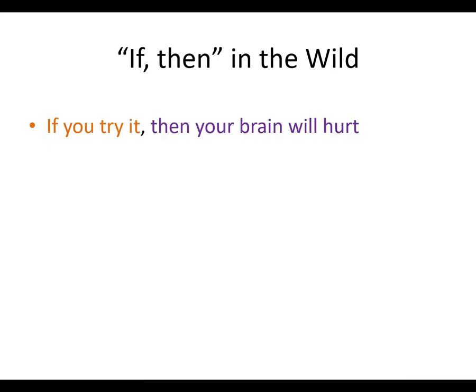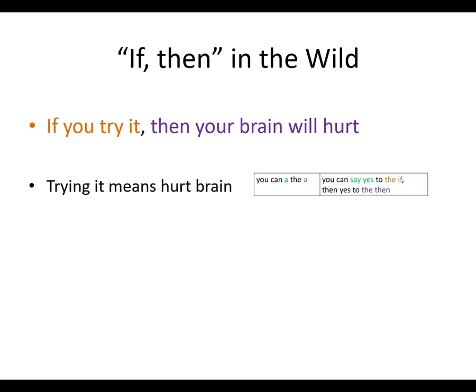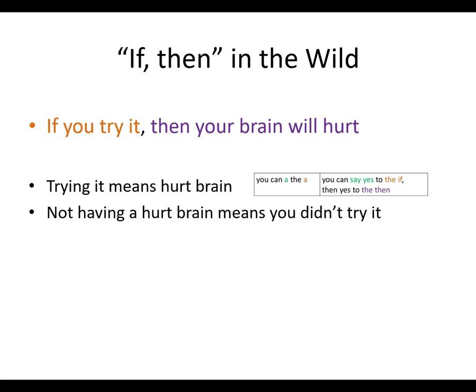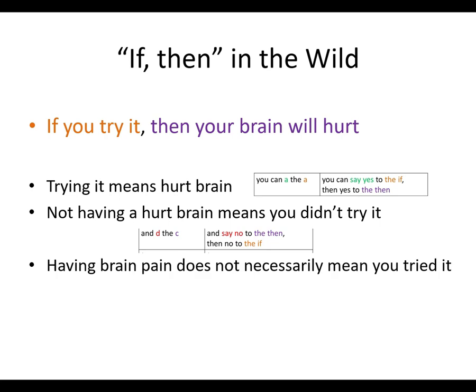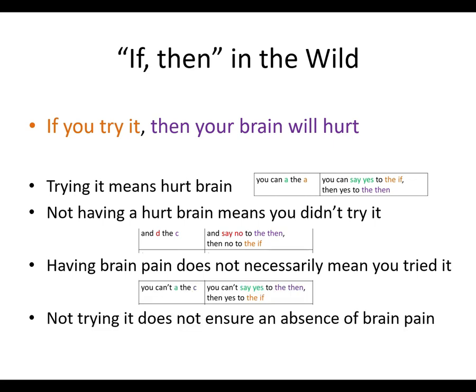If you try it, then your brain will hurt. Trying it means hurt brain. So you can affirm the antecedent. Not having a hurt brain means you didn't try it. Well, good, yeah, because if you had tried it, then your brain would hurt. So if your brain doesn't hurt, then you didn't try it. All right, it's denying the consequent. But having brain pain does not necessarily mean that you tried it. That would be affirming the consequent, and not trying it doesn't ensure an absence of brain pain. Because we're not saying that diagramming a compound syllogism is the only thing that can give you brain pain. That would be denying the antecedent.